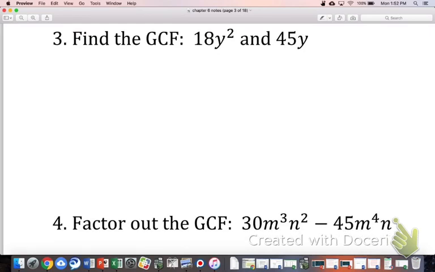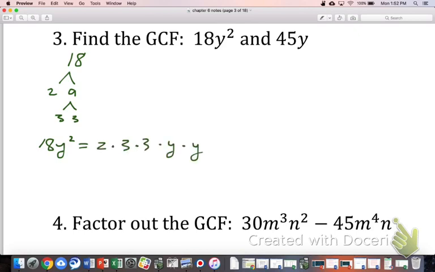So the way we do this is we do a factor ladder. 18 is 2 times 9, and 9 is 3 times 3. So we could say then that 18y squared is 2 times 3 times 3 times y times y. Is that making sense?